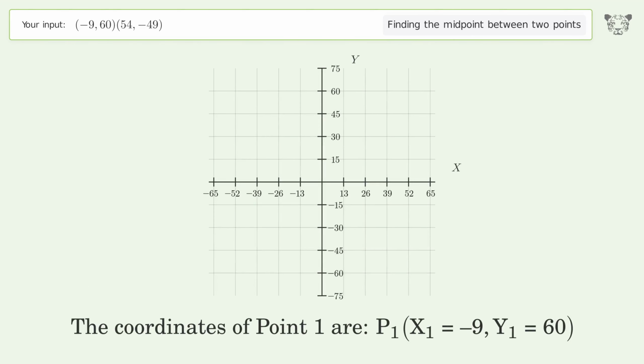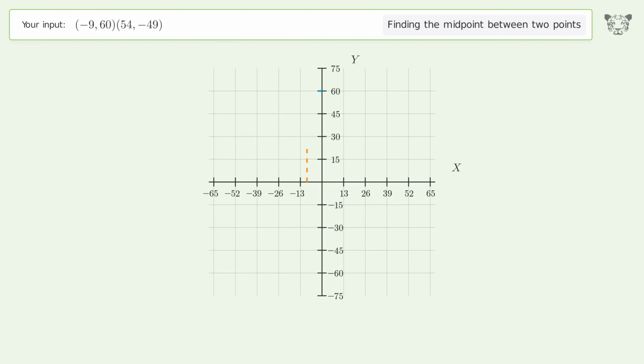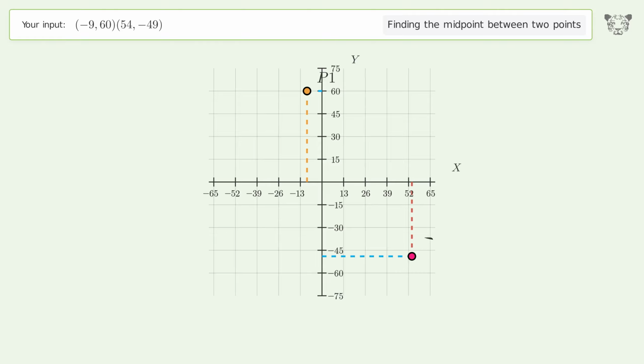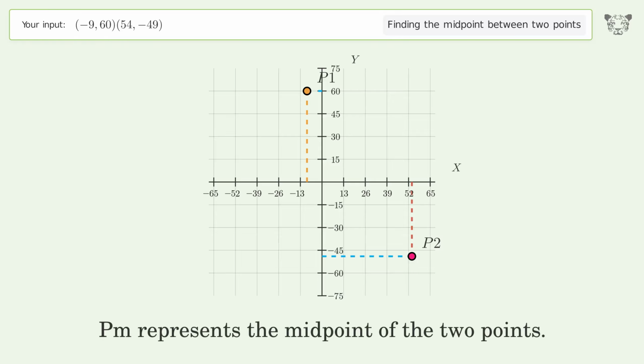The coordinates of point 1 are x1 equals -9, y1 equals 60. The coordinates of point 2 are x2 equals 54, y2 equals -49. PM represents the midpoint of the 2 points.